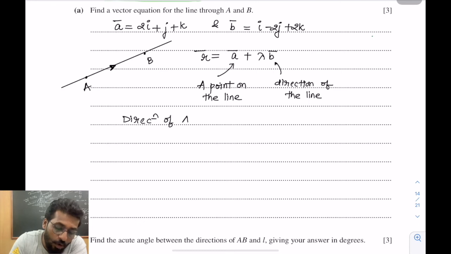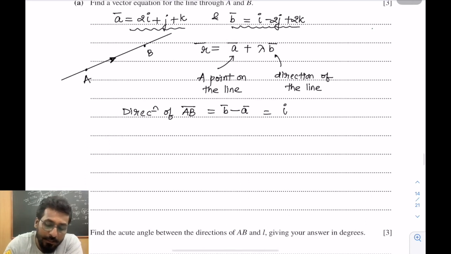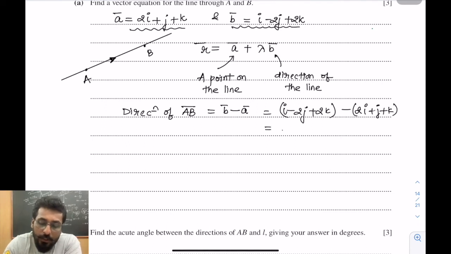Direction of AB bar is going to be B bar minus A bar. You have the value of B bar and A bar. You want to subtract them. Okay, so B bar minus A bar. That's I minus 2J plus 2K minus A bar, which is 2I plus J plus K. So subtract it very quickly. That's going to be minus I, minus 2J minus J is minus 3J, and plus 2K minus K is going to be plus K, right?